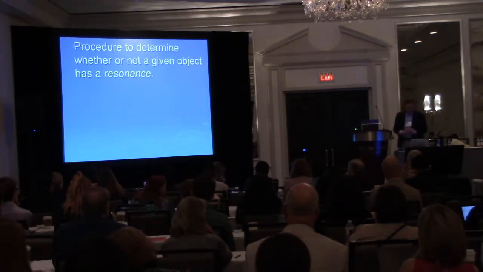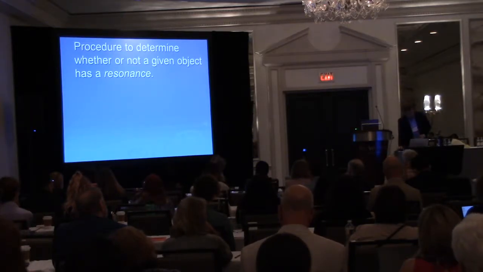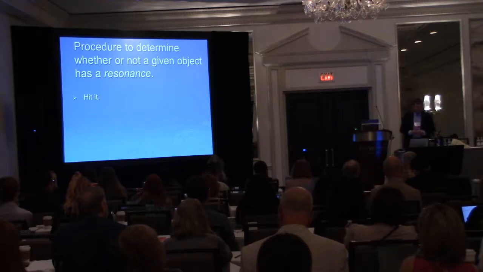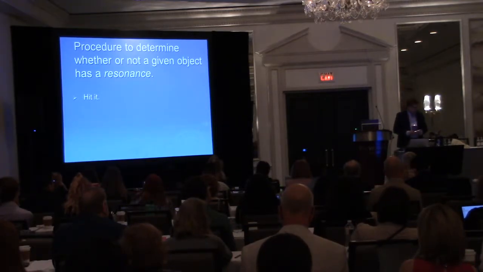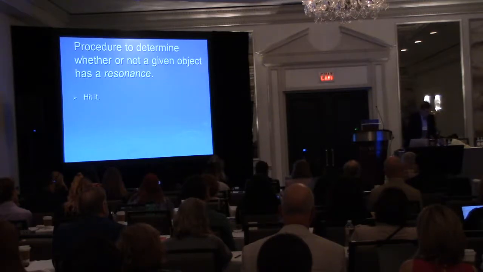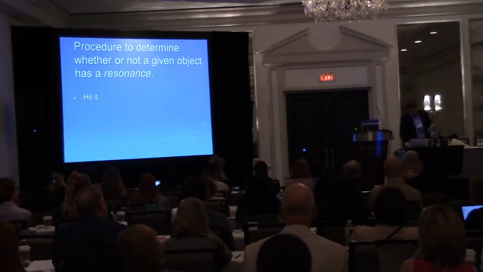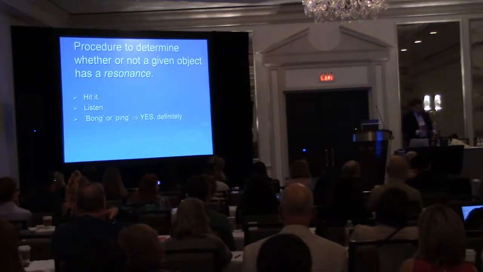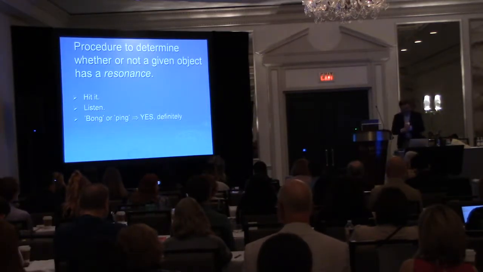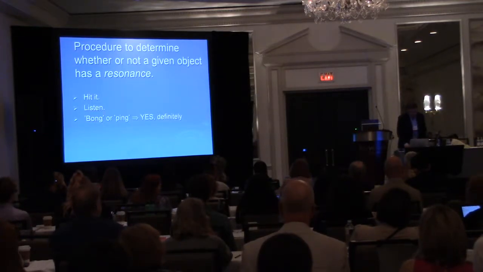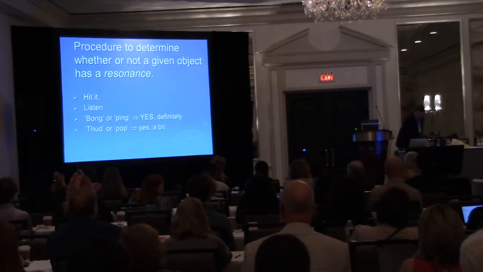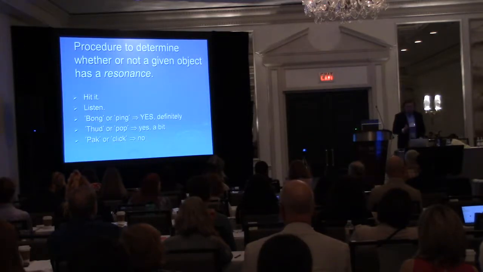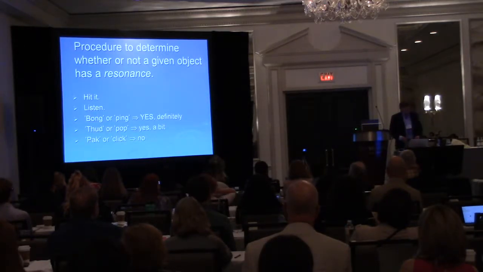So there is a procedure to determine whether a given object has resonance, and the first thing is to hit it. So you can hit anything and it will probably display whether it has a resonance or not. For example, let's see, that has a nice sort of a ping sound to it. So we listen, and if it says bong or ping, yes. And if it goes more like thud or a pop, a bit maybe, and if it just goes click, so there's not much resonance at all.